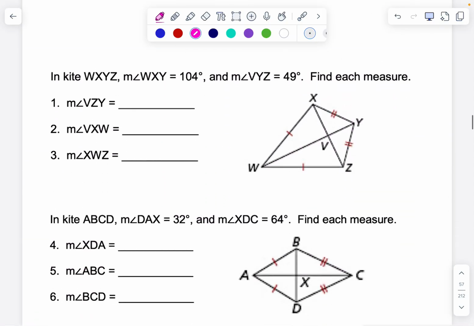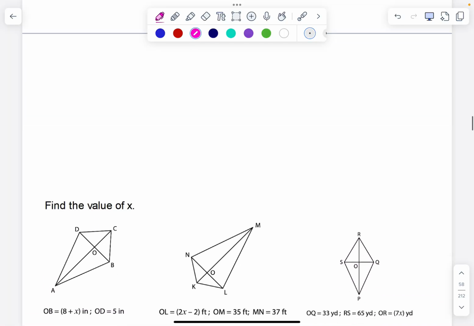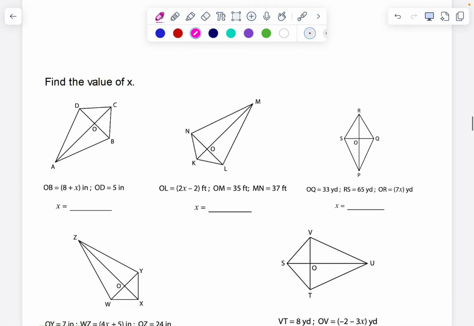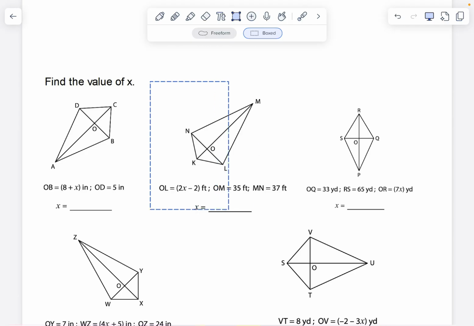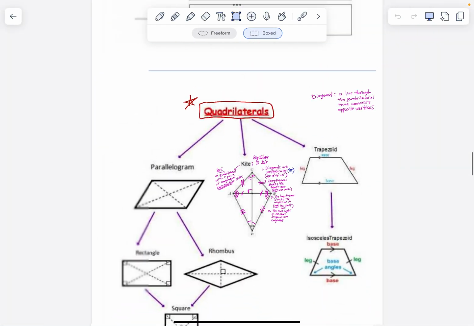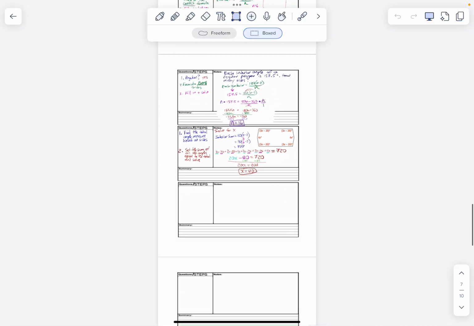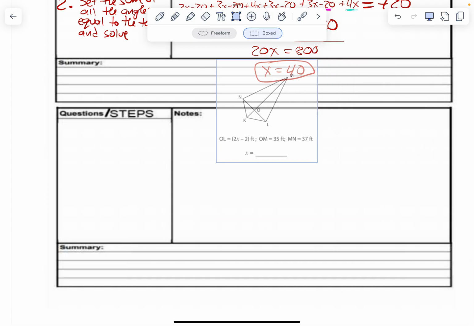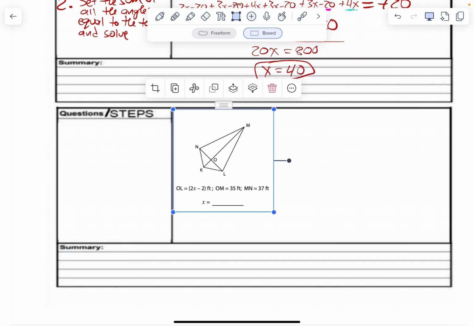All right, let's do some side length stuff. And this one, I think I'll probably do an example of. So grab your notes. Let's go put this one in there. I'll give you a second to draw that.